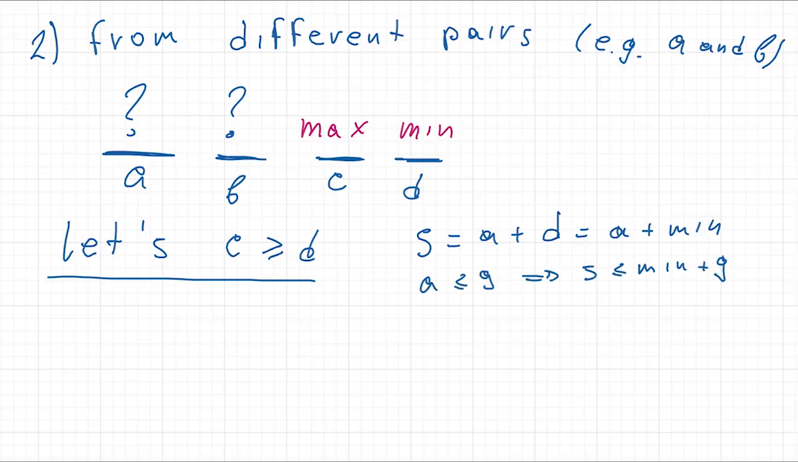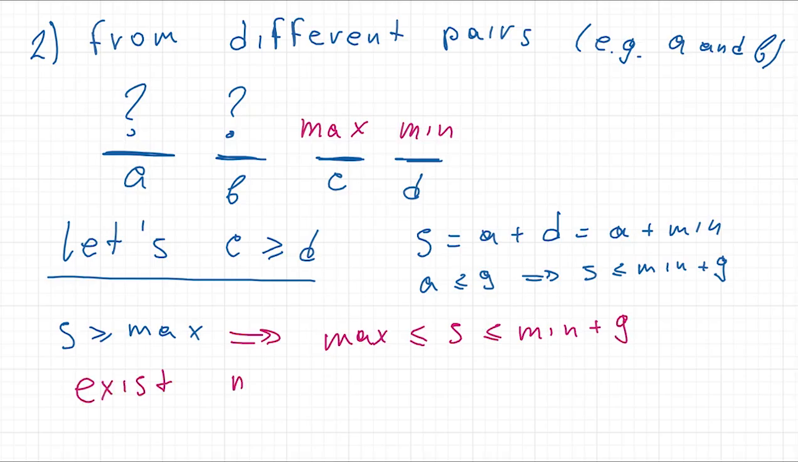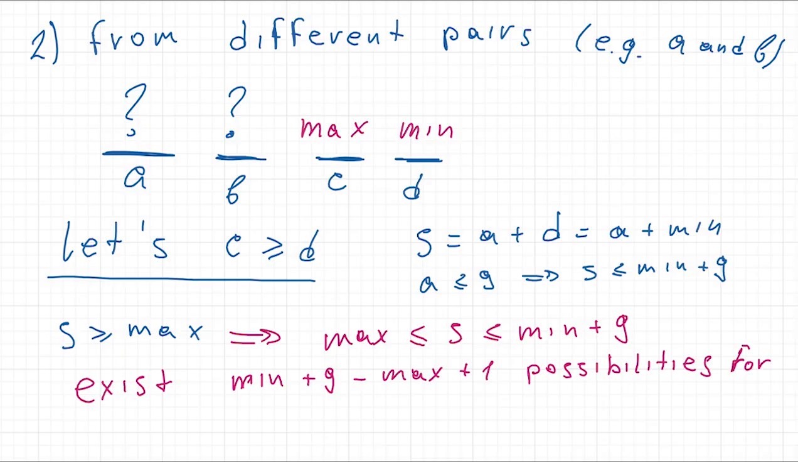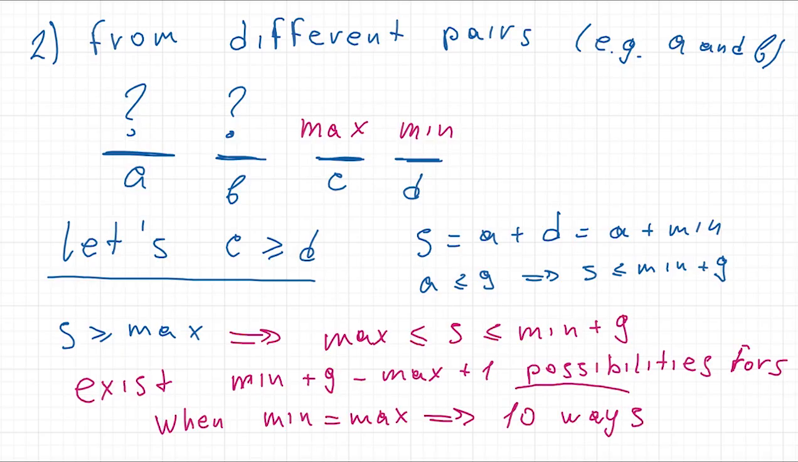The sum, however, cannot exceed 9 plus min, which means that he will have to go through 9 plus min minus max plus 1 values. In the worst case, when min is equal to max, this is 10 options. So the answer to point A is 10 options.